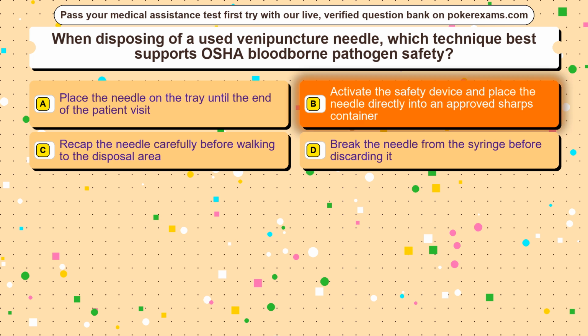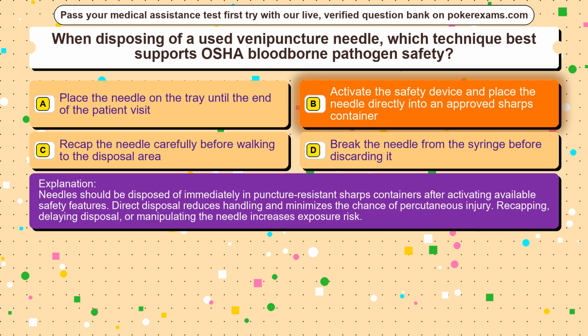The correct answer is option B, activate the safety device and place the needle directly into an approved sharps container. Needles should be disposed of immediately in puncture-resistant sharps containers after activating available safety features. Direct disposal reduces handling and minimizes the chance of percutaneous injury. Recapping, delaying disposal, or manipulating the needle increases exposure risk.